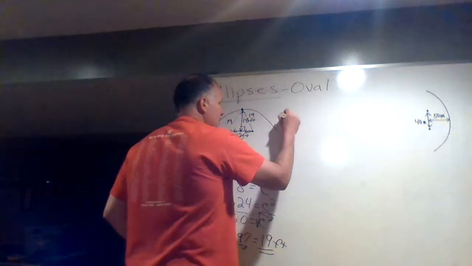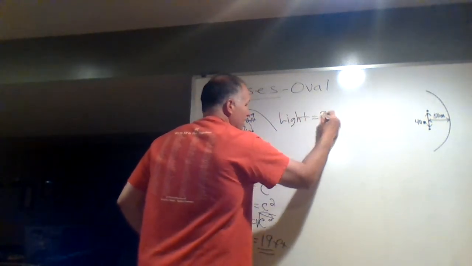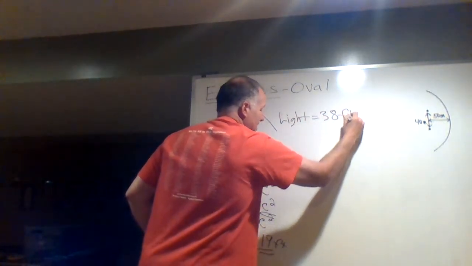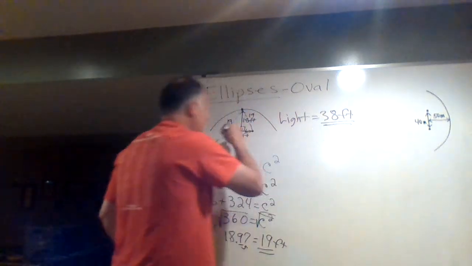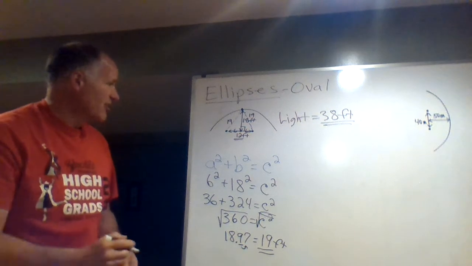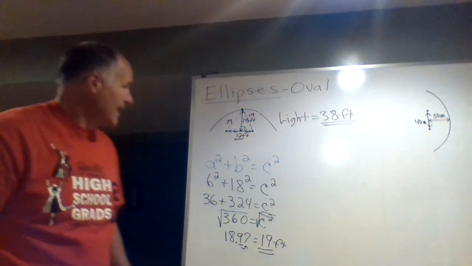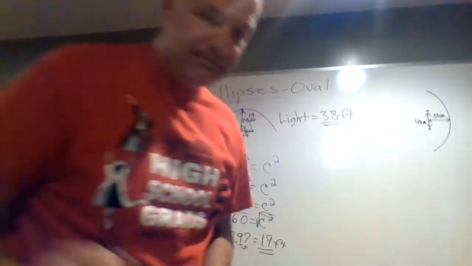So the light would actually move a total of 38 feet. See, 19 and 19 makes 38, so that light reflected 38 feet. Okay? Again, let's try another one here.